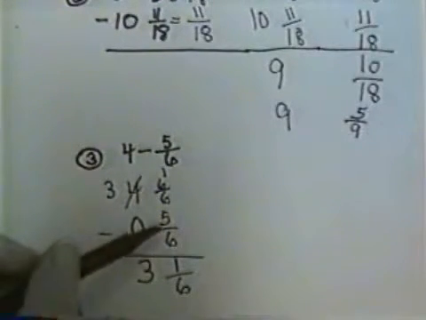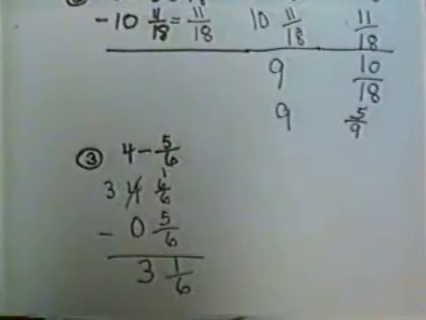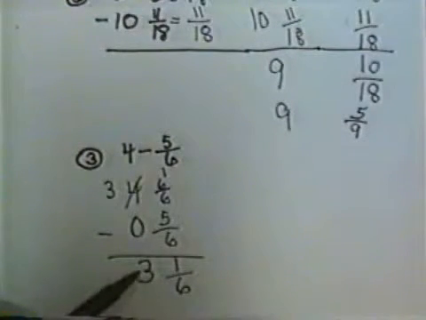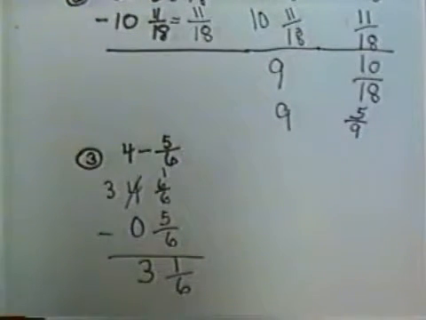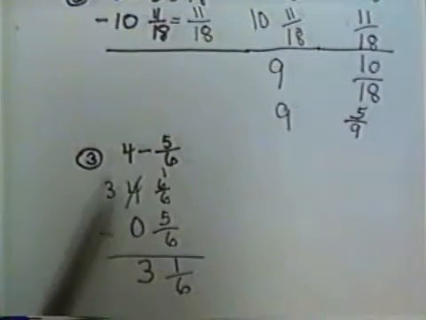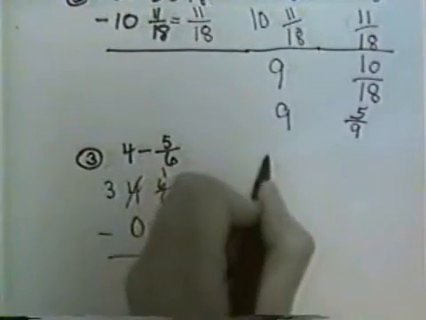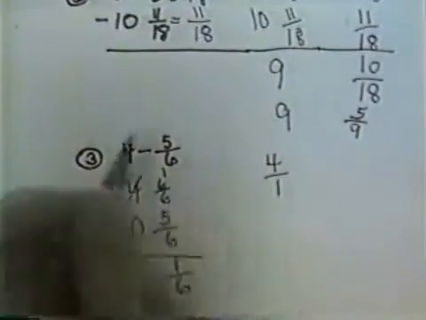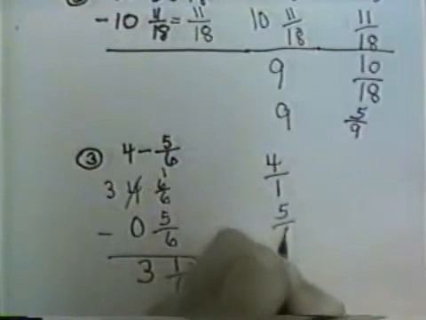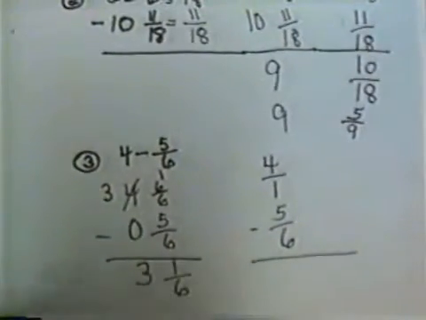You could check that by adding 5/6 and 1/6, which would give us 6/6. 3 and 0 would be 3. And if you had 3 and 6/6, that would be equivalent to the 4 that we had to start with. Now, as I said, another way to do this one would have been to put 4 over 1 and 5 over 6 and just get a common denominator and do it that way. And that would certainly work too.